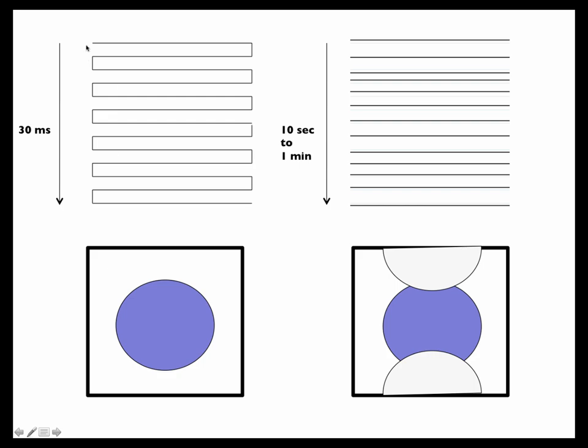With echoplanar imaging, you collect everything in about 30 milliseconds. Well, it could be much shorter than that now, down to 10 milliseconds, but anywhere from 10 to 50 milliseconds. And with that, you freeze all physiologic motion, essentially. You freeze the heartbeat, breathing, so everything is captured.